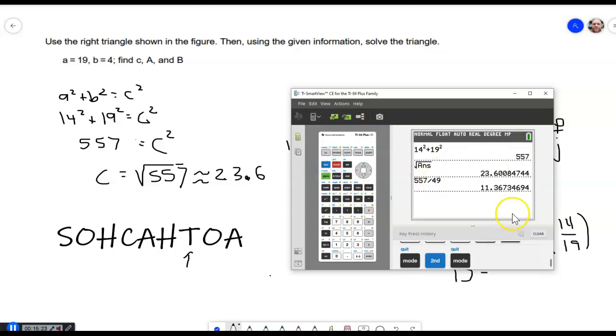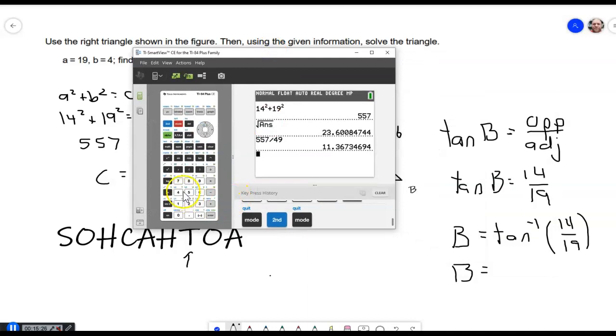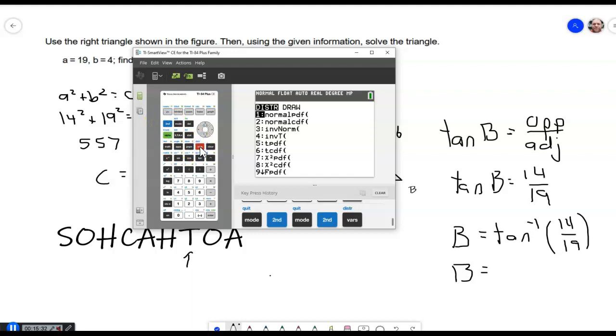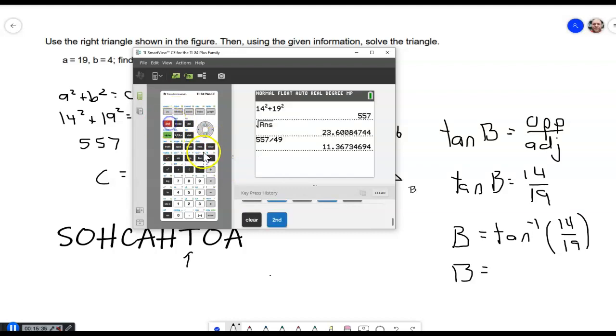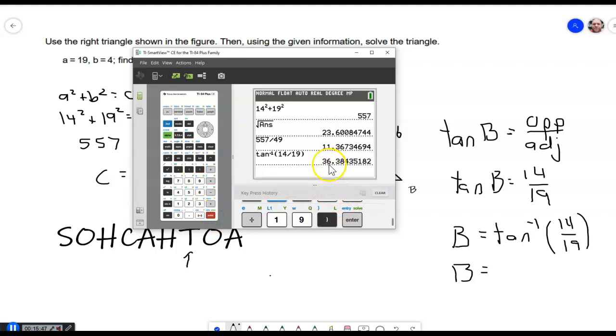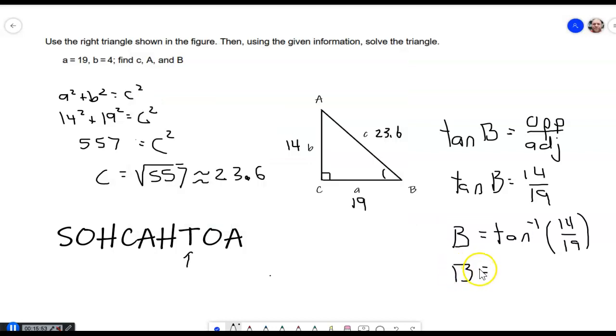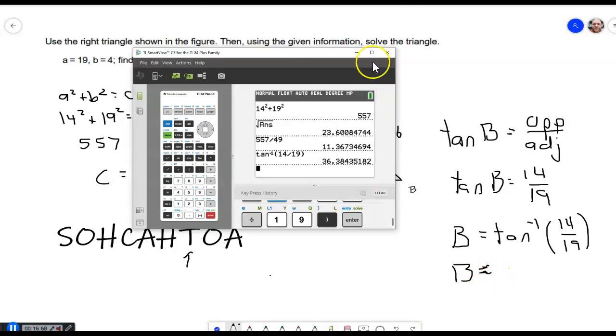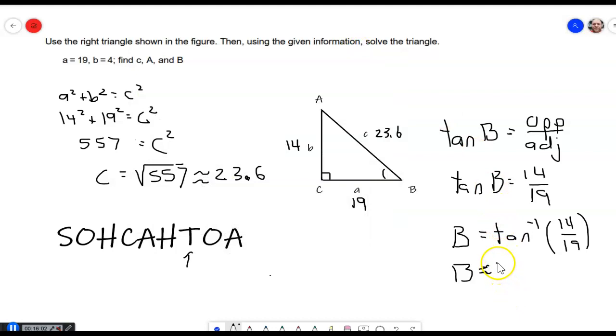So second quick, go back here. And in order to do inverse tangent, here's the tangent key. The inverse tangent is right above it, so I'm going to do second tangent. Inverse tangent of 14 divided by 19 is, and I'm going to go to one decimal place. So that's going to be approximately 36.4 degrees.